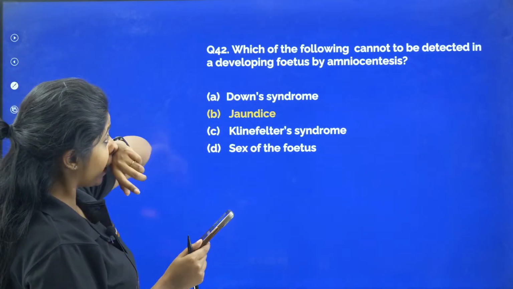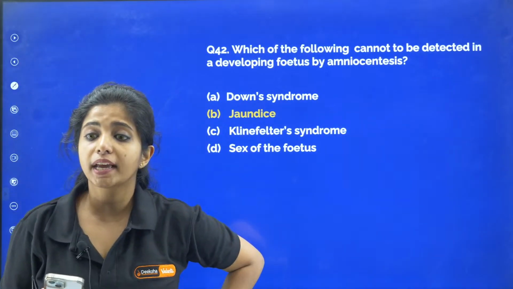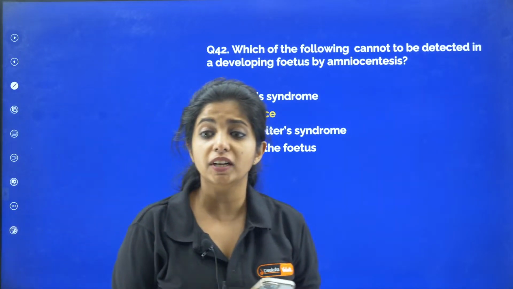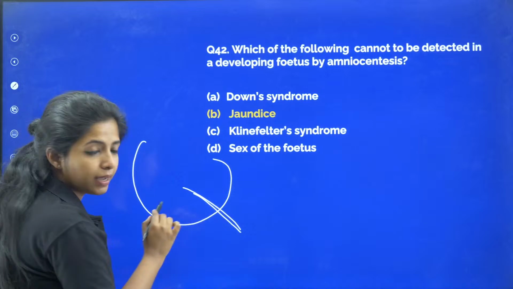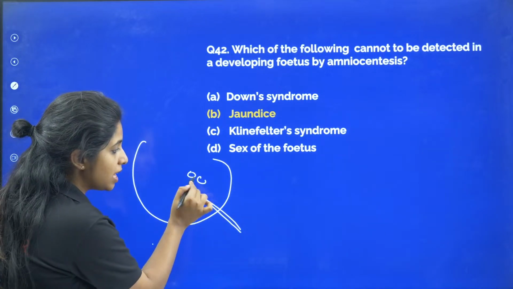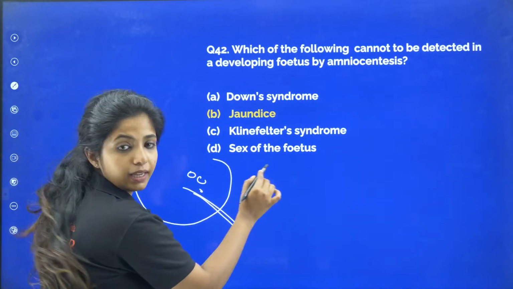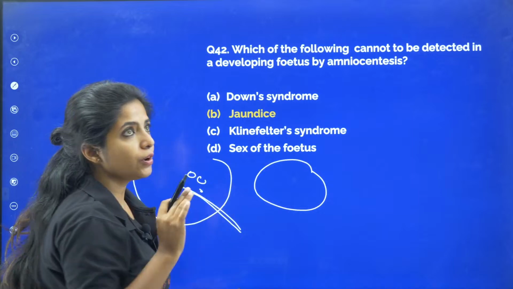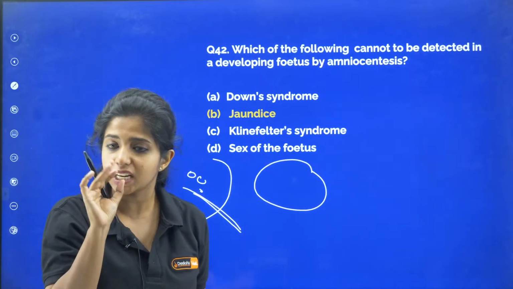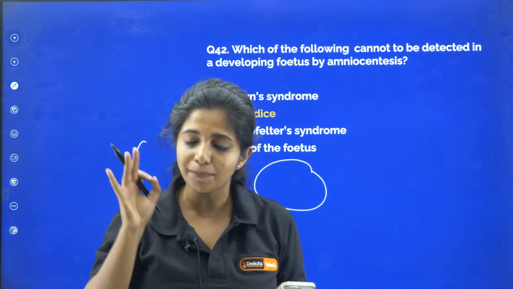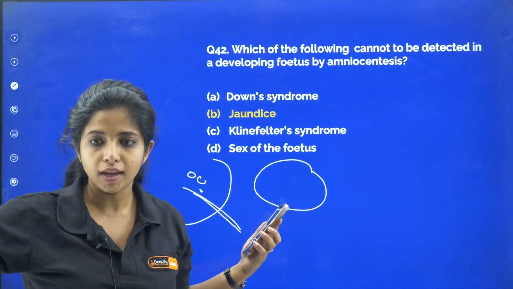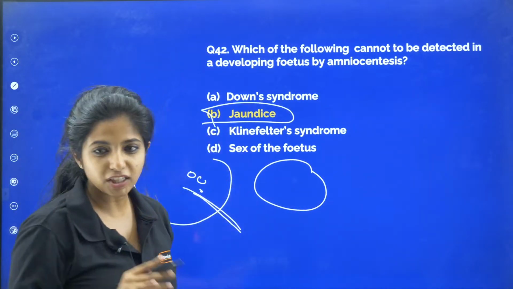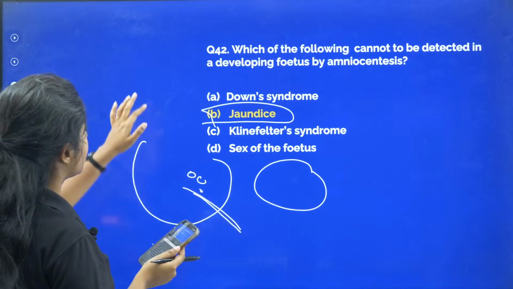Works? Now, next question. Which of the following cannot be detected in a developing fetus by amniocentesis? Amniocentesis is basically when you take the amniotic fluid around the baby. This would have the cells of the baby which got shed. So basically, you are going to look at the chromosomes, the genes and everything. So any genetic disorders can be found out. People use it for finding the sex of the child. That is wrongdoing. But jaundice is not a genetic disorder. This is not something that you can find with the help of amniocentesis.